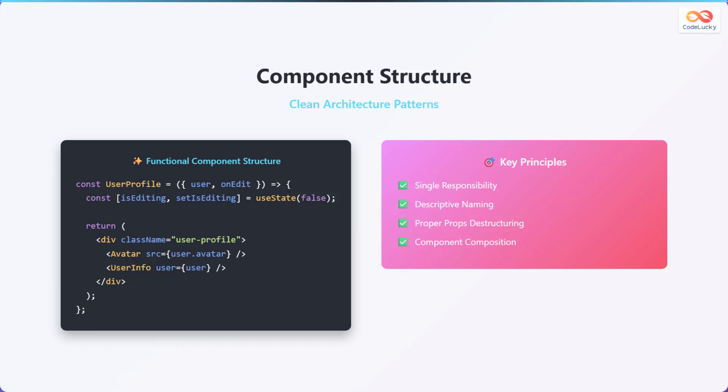Here's how to create a clean architecture for your React components. On the left is an example of a functional component structure. Notice how it uses descriptive variable names. On the right are some key principles.